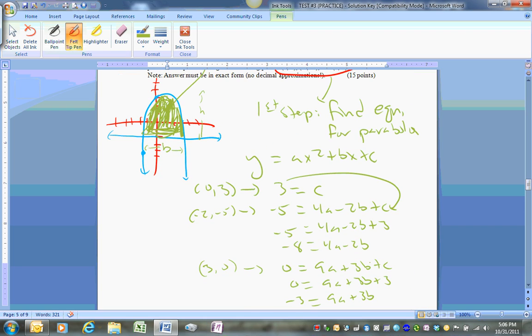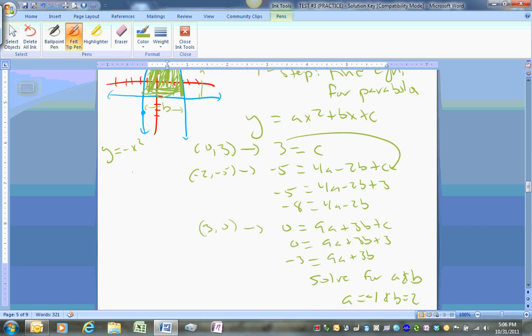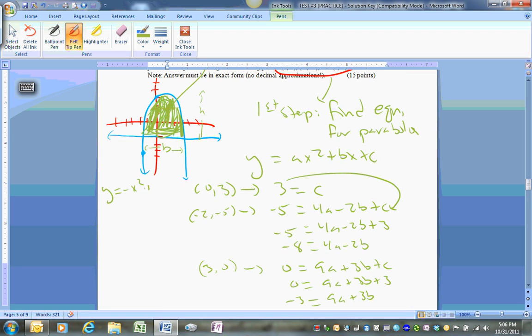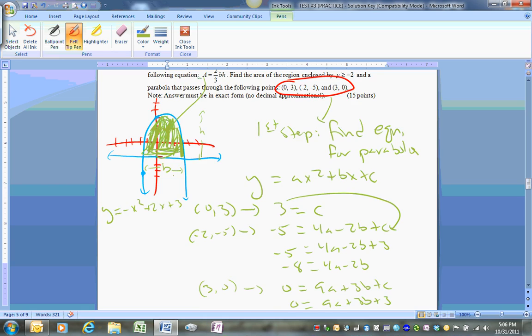So the equation for the parabola is going to be y equals -x squared plus 2x plus 3. Which kind of makes sense from the drawing here. So now what you can do is find the height, the y-coordinate of the vertex. And that can be done by graphing this in your calculator.